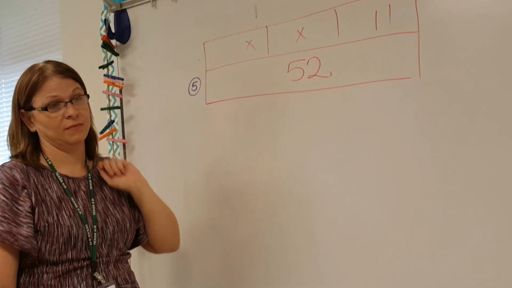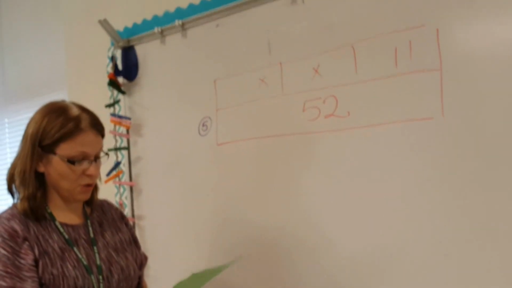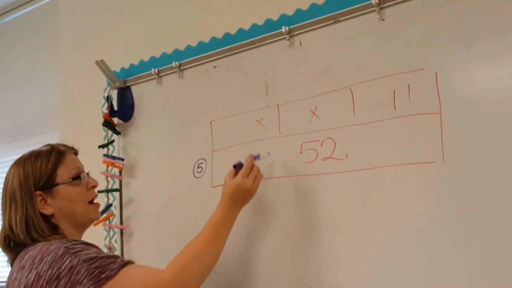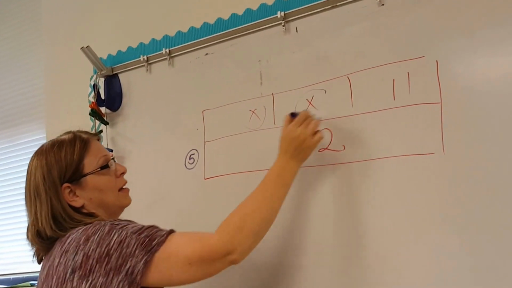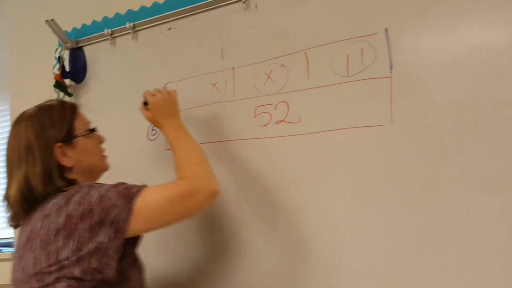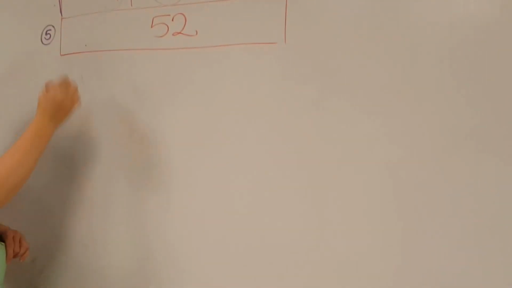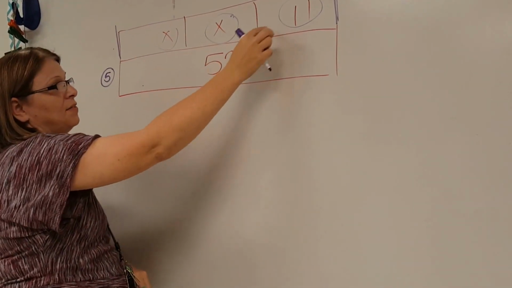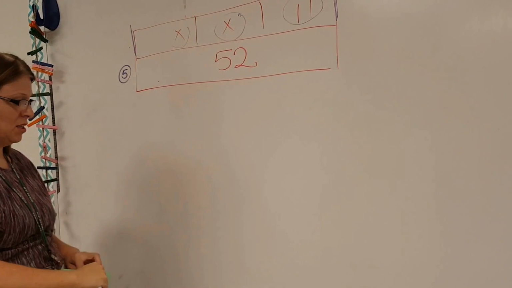Okay. So, question number 5 of the day 4 homework asks us to write and solve the equation that represents this model. We've got an x, and an 11 are the same size as the 52. So we can write that those two x's and 11 are equal to 52.